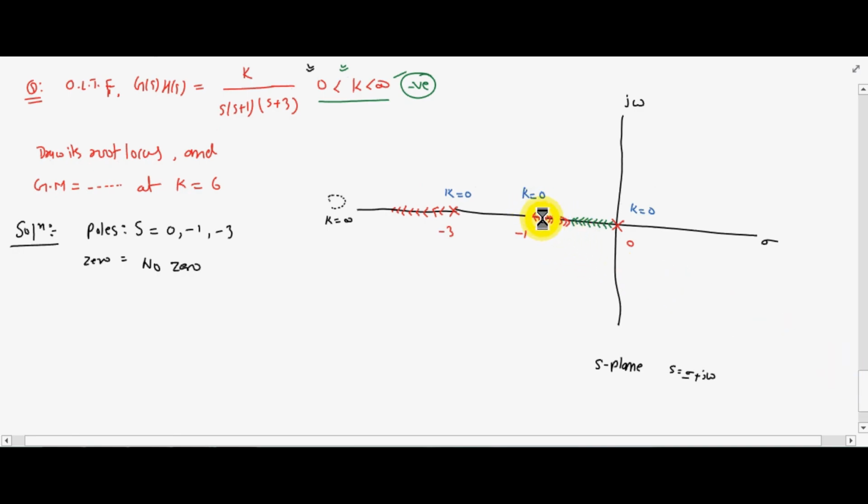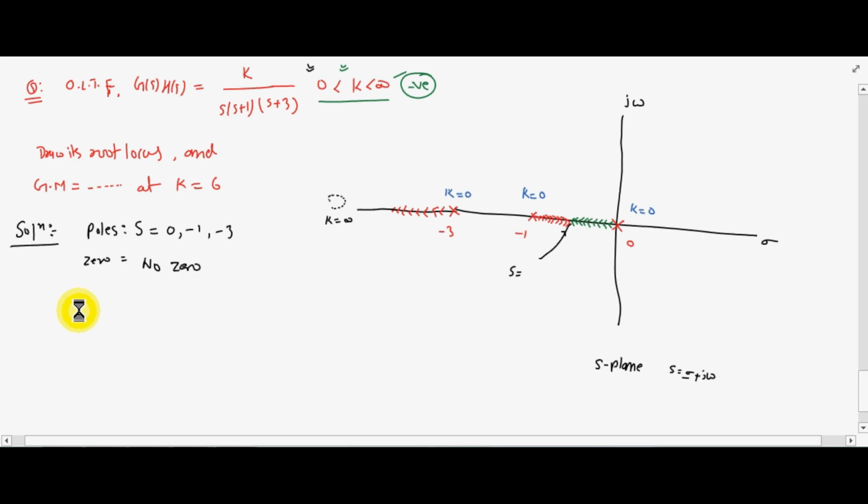When you increase the value of k here, this root starts in this direction and this root goes in this direction, and they collide at this point and split into two parts. This is the breakaway point. So we have to calculate what is the value of s at this breakaway point.